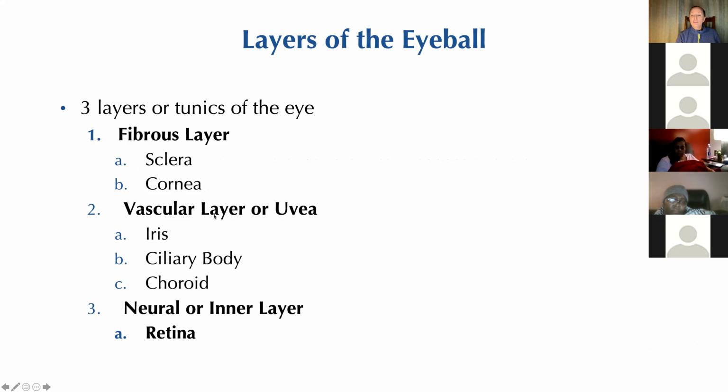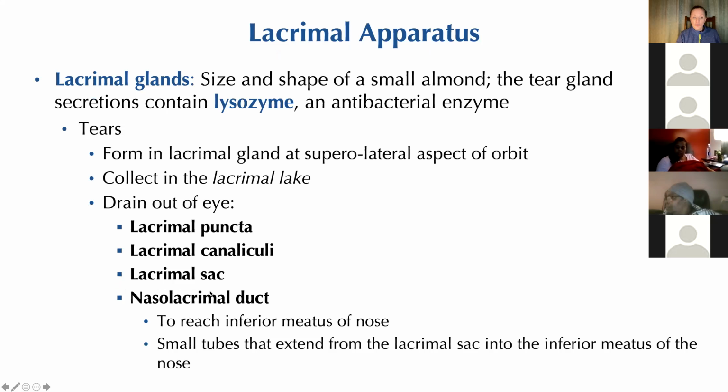The middle layer is going to be called our vascular layer, or we call it the uvea, and that's going to contain the iris, the colored part of your eye, that's the muscular diaphragm, the ciliary body, that muscular layer that also has some epithelial cells on it that will make your aqueous humor, and then the choroid, or the real vasculature. Whoops.